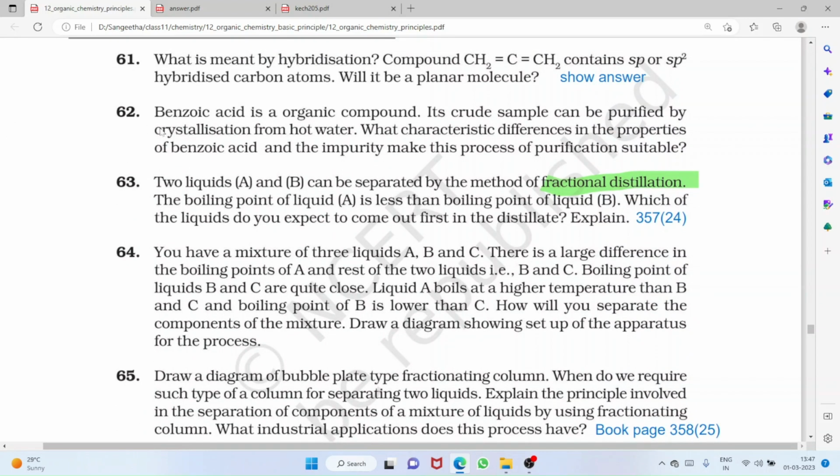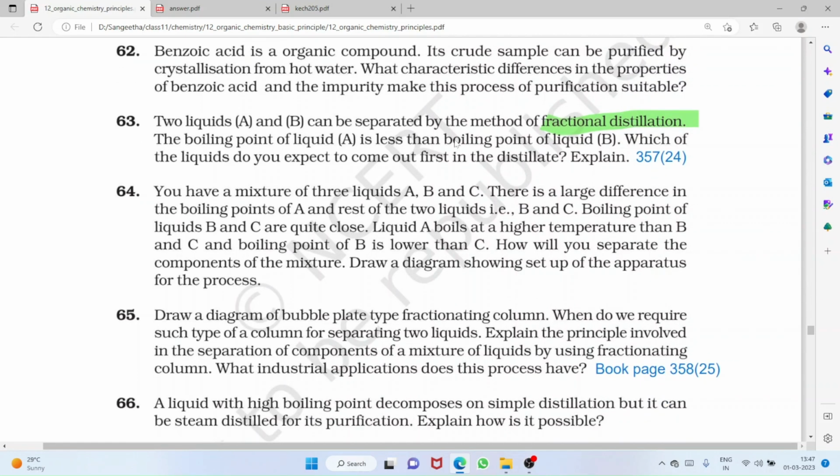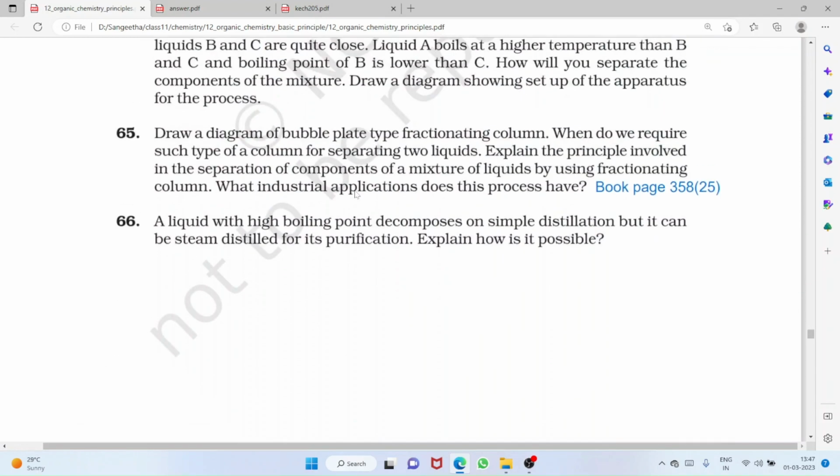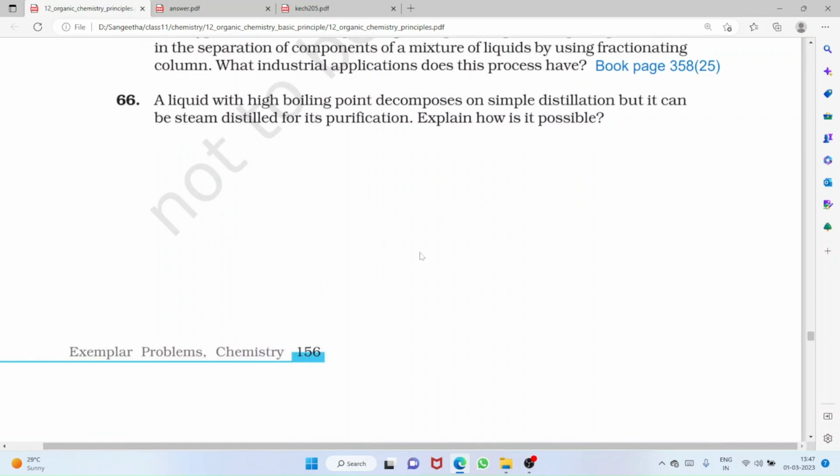These things you can go through. These long answer type questions are given in the book. How two liquids are separated by the method of fractional distillation, that also you can go through in the book. Everything is given in the book. You have to practice yourself.